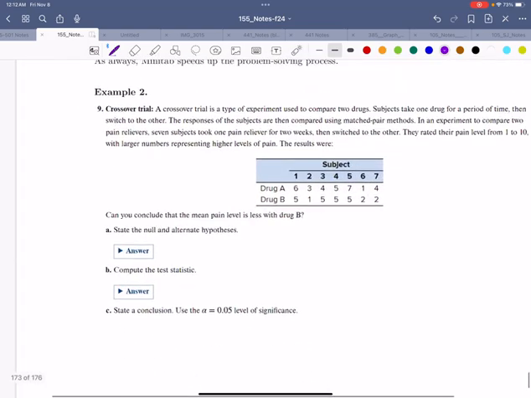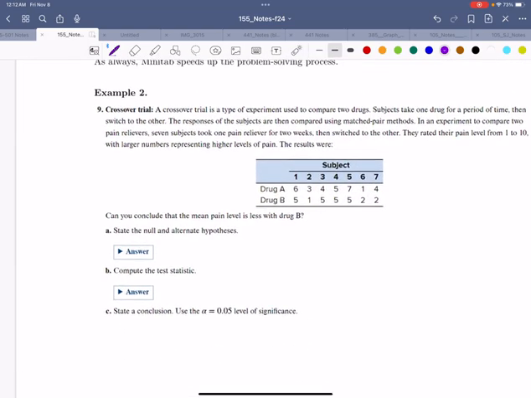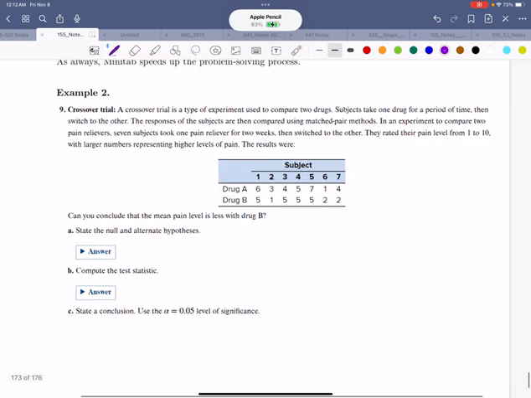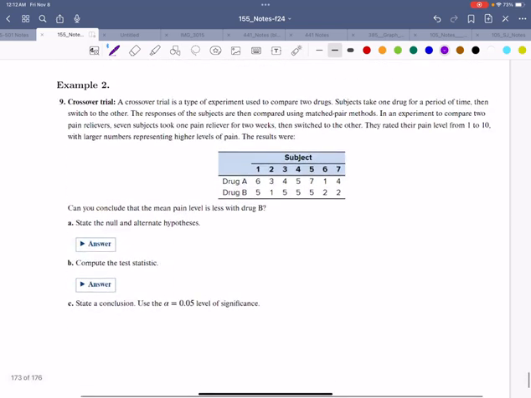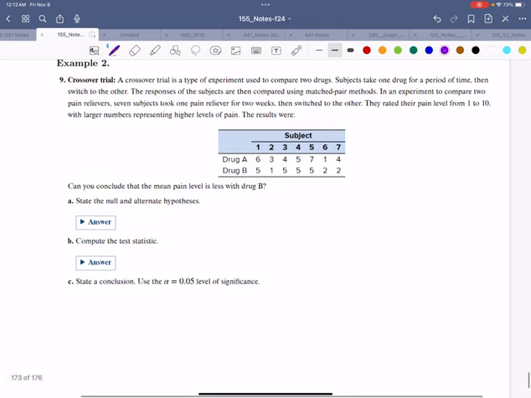All right, next example, right? Let's see, we have an actual word problem here. Crossover trial for two types of drugs. They took the drugs. Here are the results. I guess we have pain levels, and the question is the mean pain level less with drug B? So here are the null and alternate hypotheses. We have mu A minus mu B equals 0.